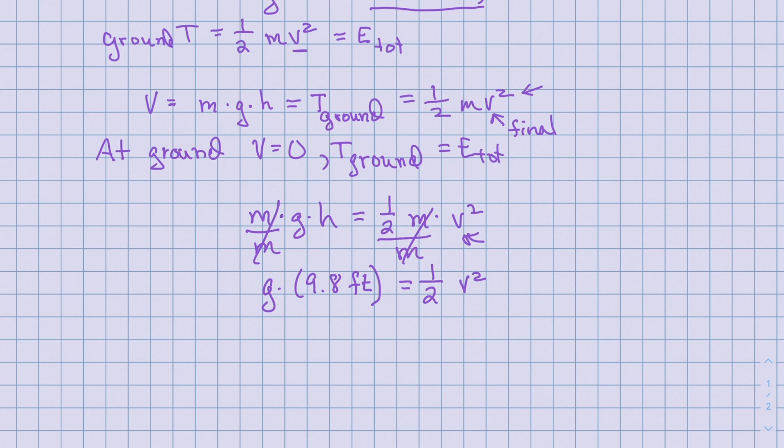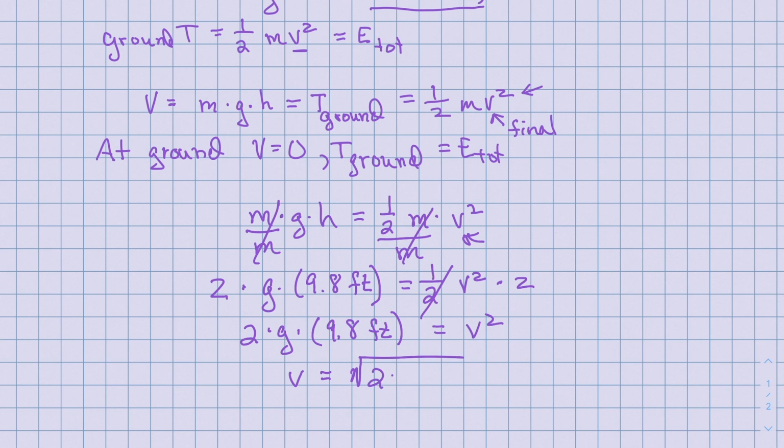So again, we're trying to solve for our final velocity here, so we're going to rearrange things a little bit. I'm going to multiply both sides by 2. So that gets rid of the 1/2 on this side. So now I've got 2 times g times 9.8 feet is equal to v squared. All right, we having fun yet? I bet we are. Now I need to solve for v again. So for v squared, we just need to take the square root of both sides. I'm going to rearrange things a little bit to my liking, and take the square root of both sides.